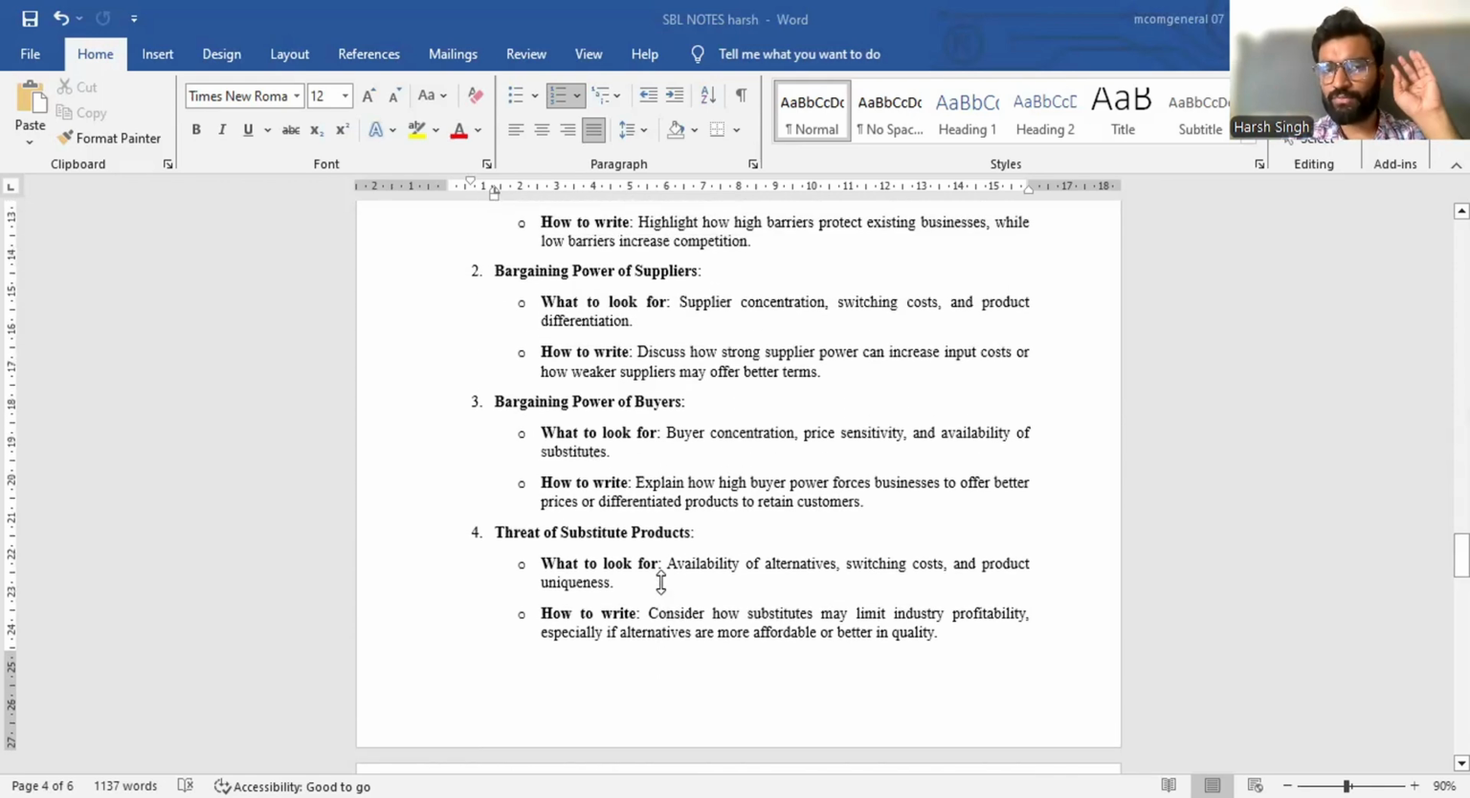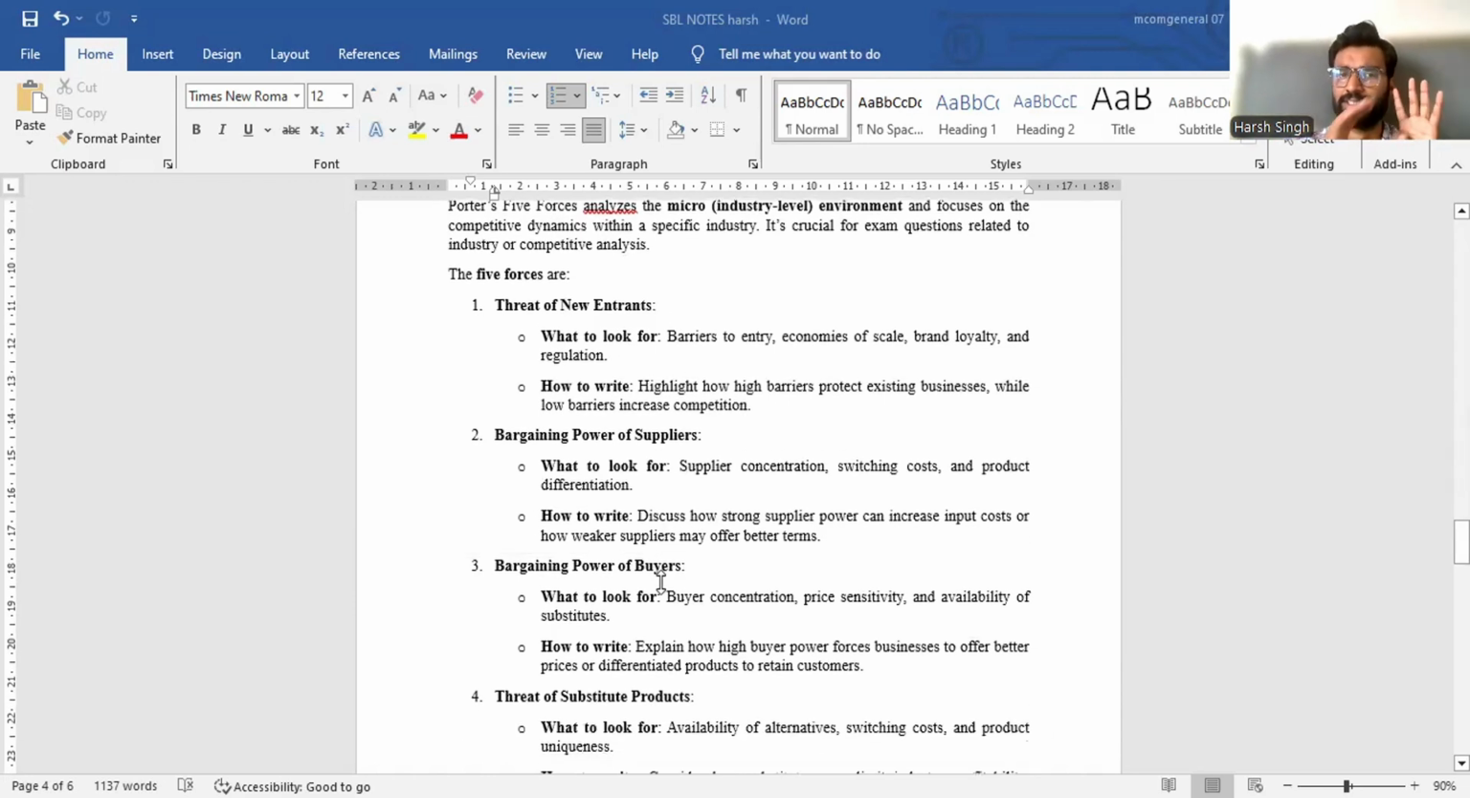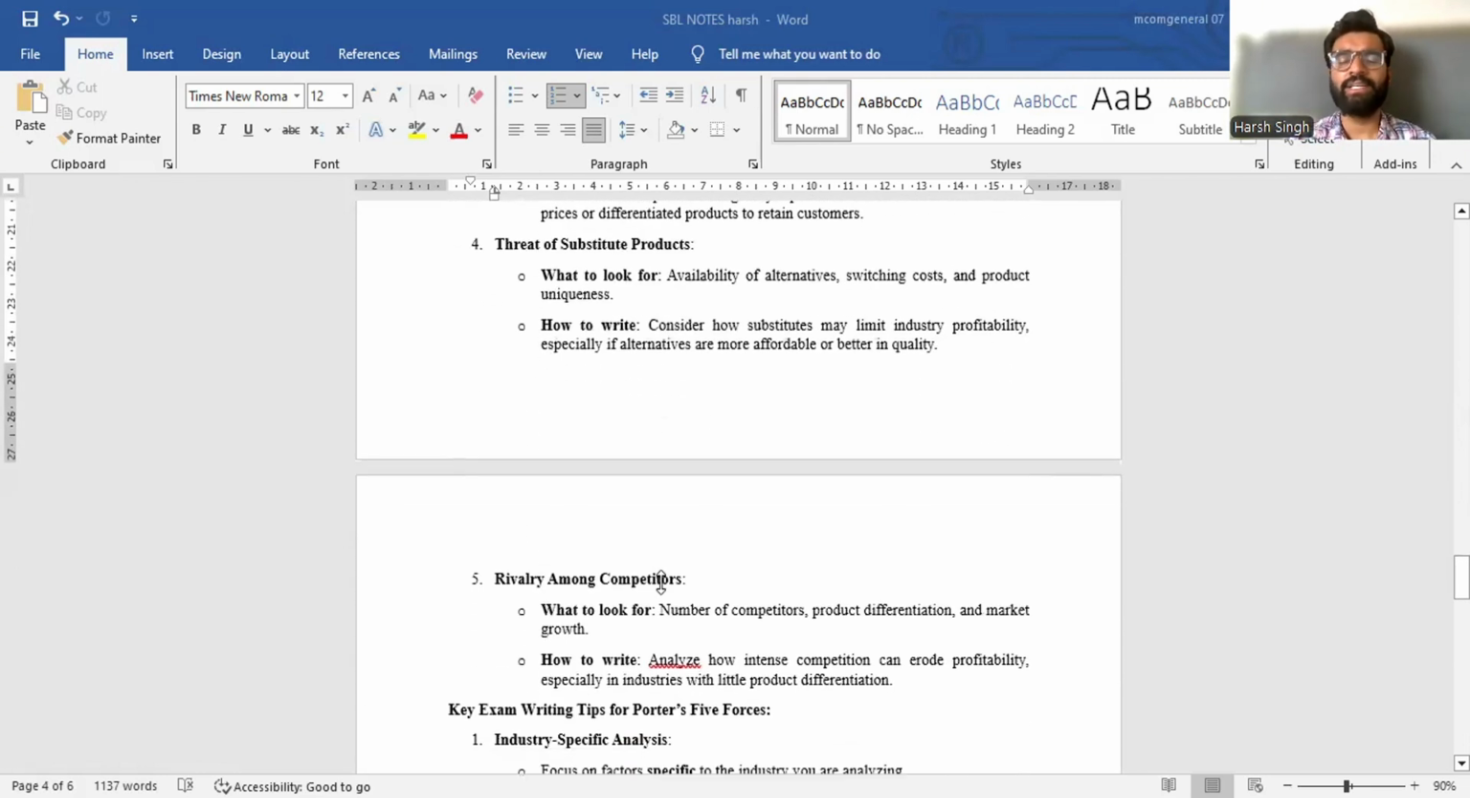First of all, four things that we have: threat of new entrants, bargaining power of suppliers, bargaining power of buyers, and threat of substitute products. These are the first four things that we have to take care of. After that, the last point is rivalry among competitors. Talk about the competition that is there in the market, the product differentiation, the market growth, the market share, the market analysis, and all these things in the rivalry among the competitors.